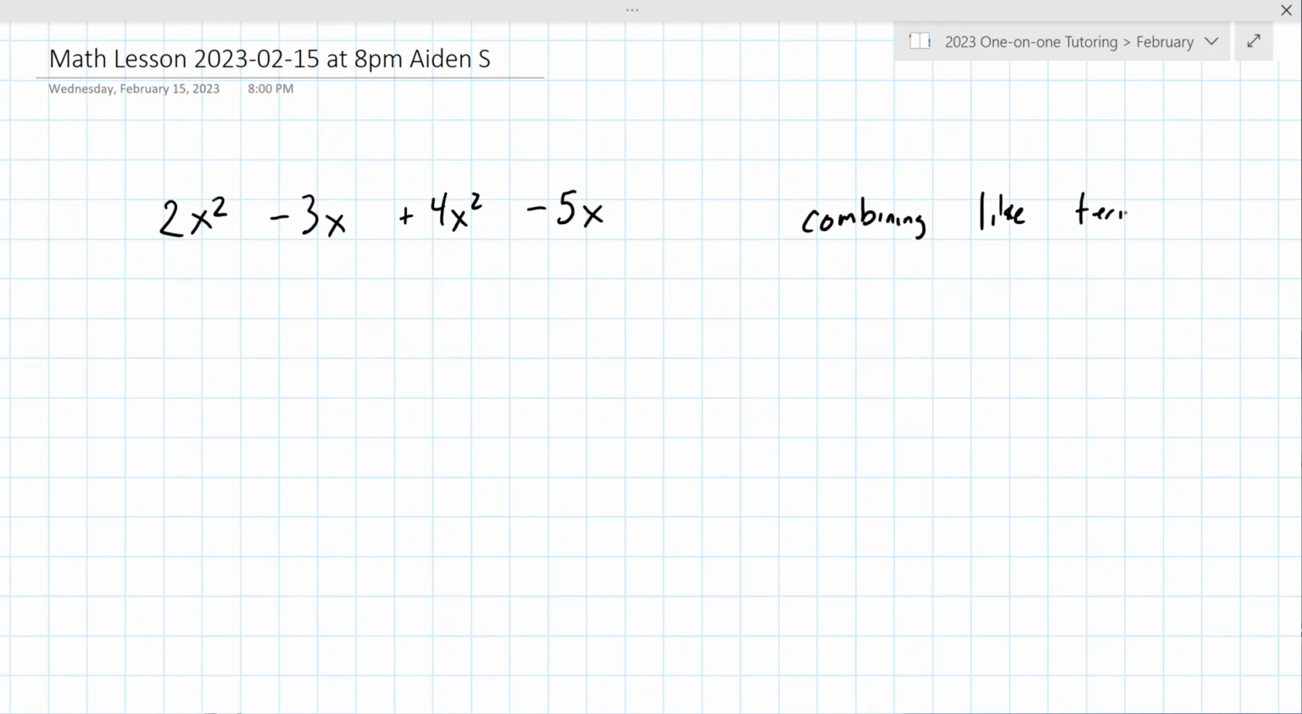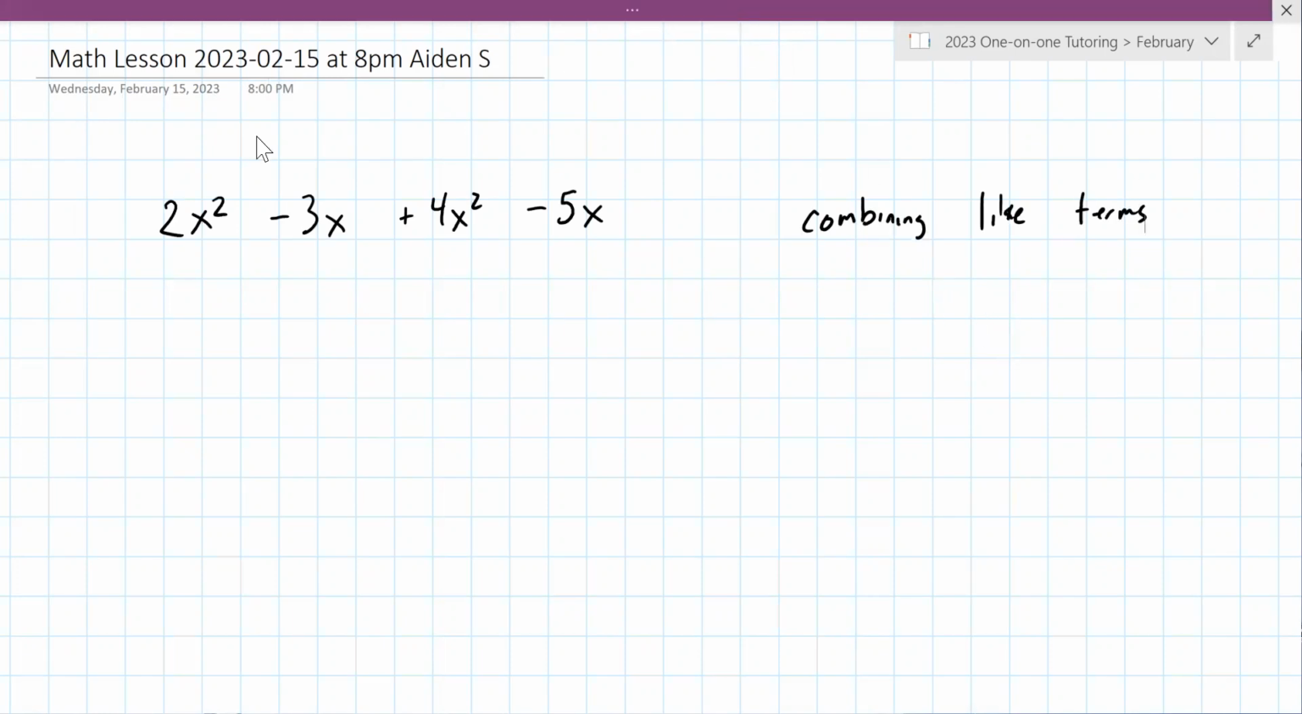We did this last time, just review here. Let's say I gave you something like 2x squared minus 3x plus 4x squared minus 5x. And we're combining like terms. Combining like terms. Do you remember us talking about that last week?